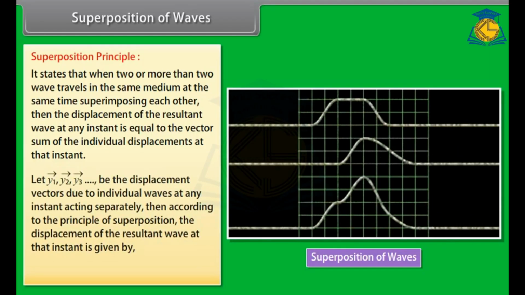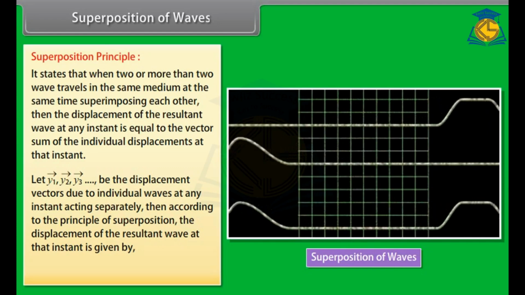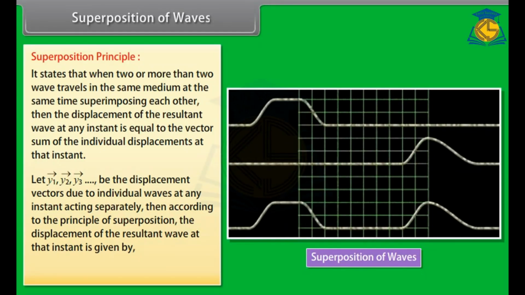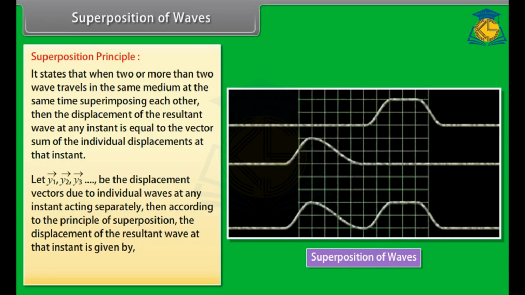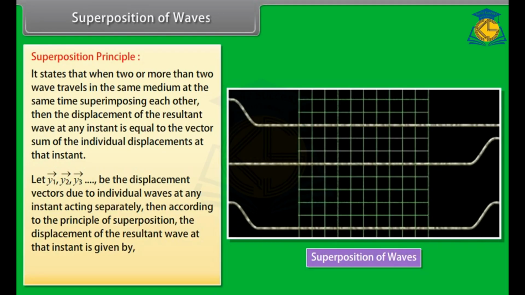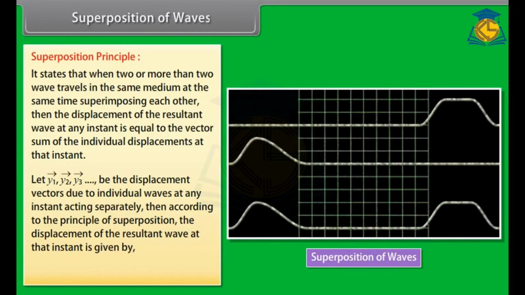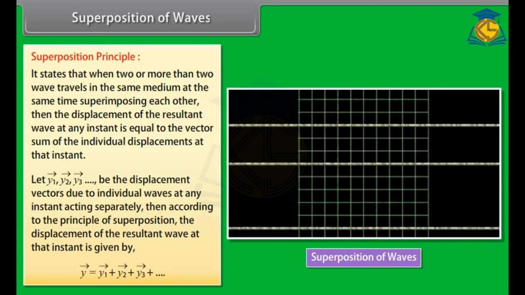Let vector y1, y2, y3 and so on be the displacement vectors due to the individual waves at any instant acting separately. Then according to the principle of superposition, the displacement of the resultant wave at that instant is given by vector y1 plus y2 plus y3 plus so on.